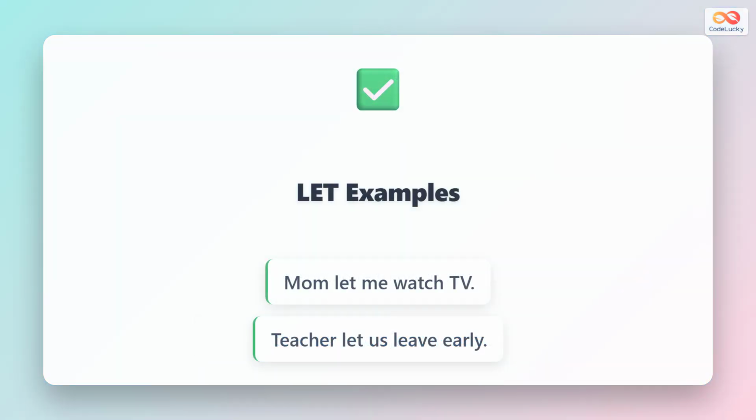Here are basic examples. Mom let me watch TV means Mom gave permission for me to watch. Teacher let us leave early means teacher permitted us to go before normal time. Notice always use base verb form.